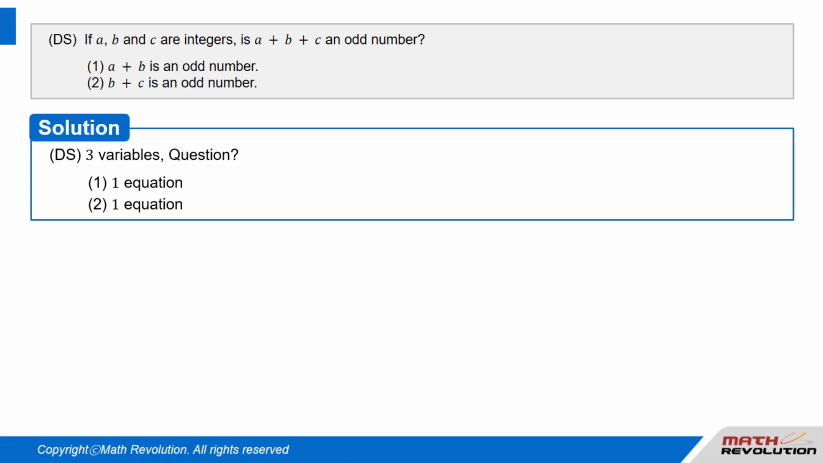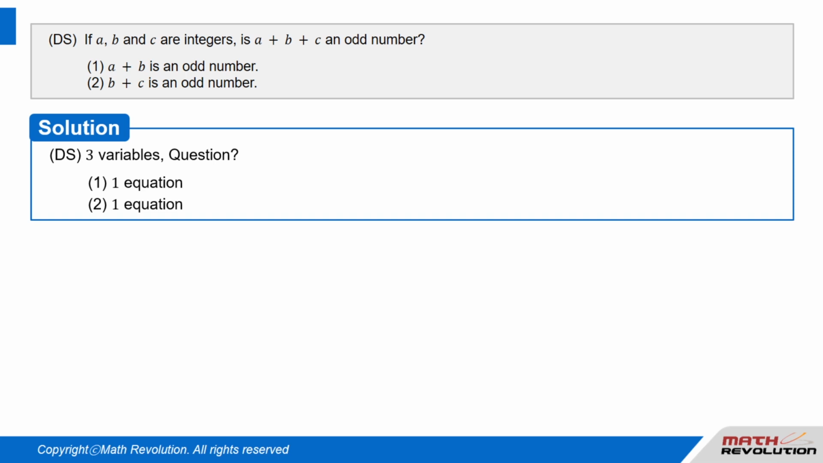Solution. Now we will solve this DS question using the variable approach. DS, 3 variables, question. Condition 1, 1 equation. Condition 2, 1 equation. DS question with 3 variables. Let the original condition in a DS question contain 3 variables.